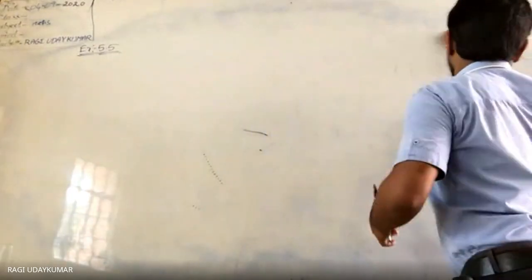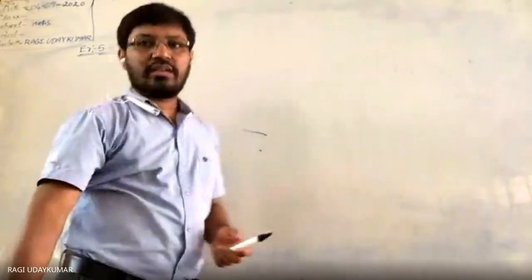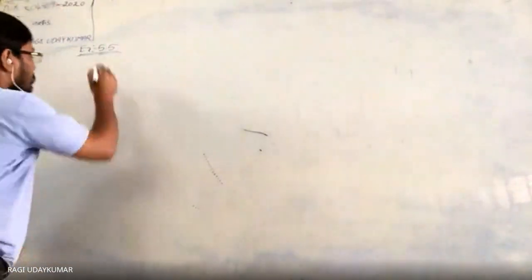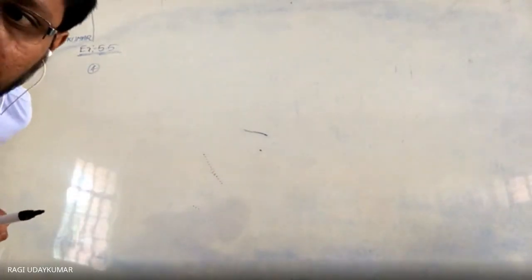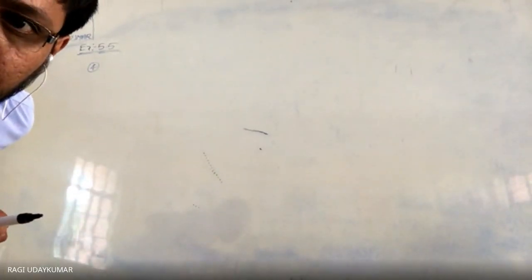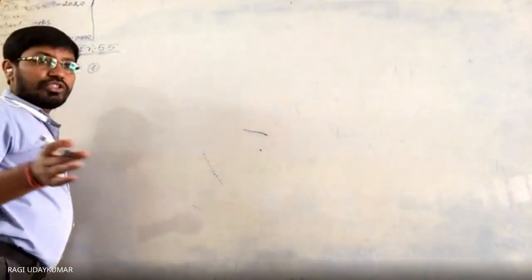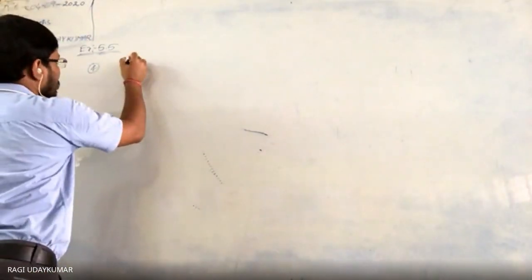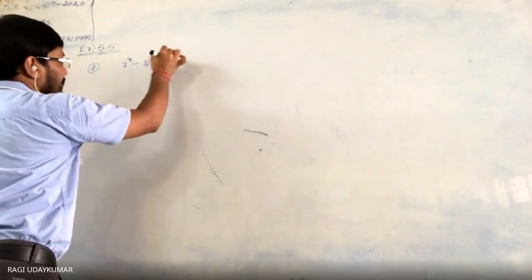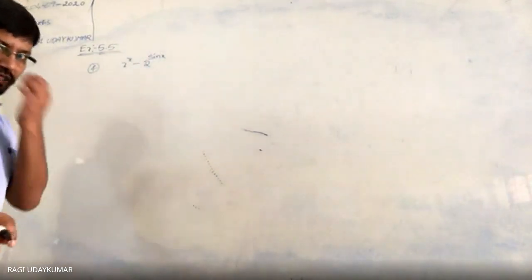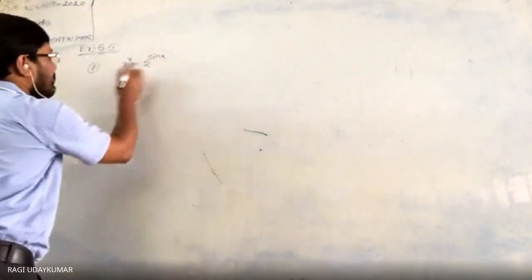See here, in this fourth question, if you observe properly, the question given to you is x power x minus 2 power sin x. See here, in the power also you are having one more function. In this type of situation also, first you split this one.